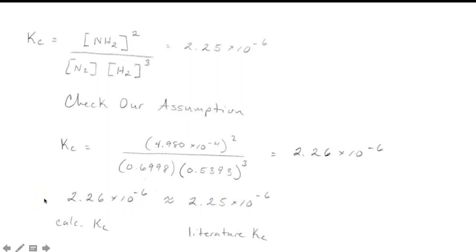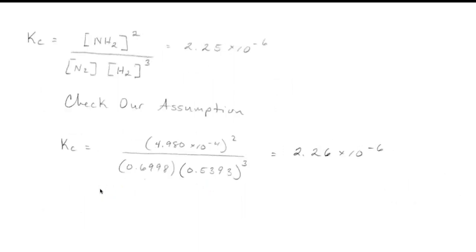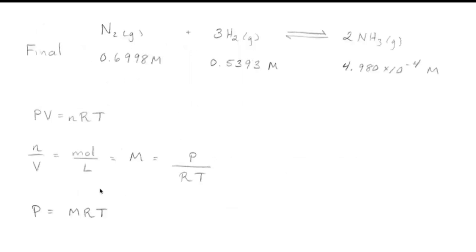That is a reasonable amount of error. So we don't need to go back and try to solve a fourth order polynomial as long as our assumption held true, and it seems to be holding true. So these are pretty valid concentrations of the final equilibrium concentration for nitrogen, hydrogen, and ammonia. But we still have one more thing to do. We still need to solve for partial pressure.